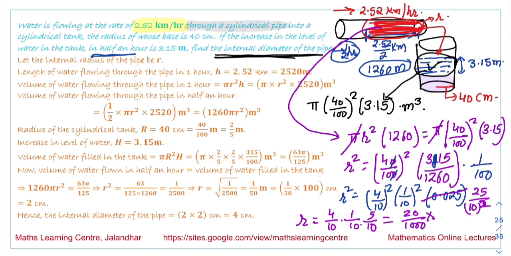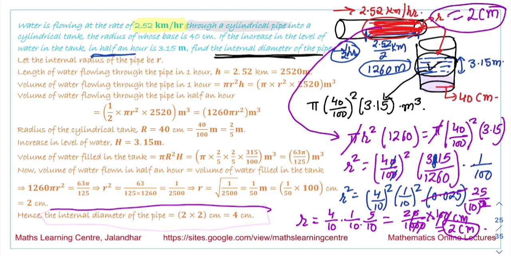So if we convert it to centimeters, we multiply it by 100. So we are saying it is equal to 2 centimeters. So the radius of this pipe is equal to 2 centimeters. So the diameter of this pipe, the internal diameter of this pipe, is equal to 4 centimeters. This is the internal diameter of this pipe.